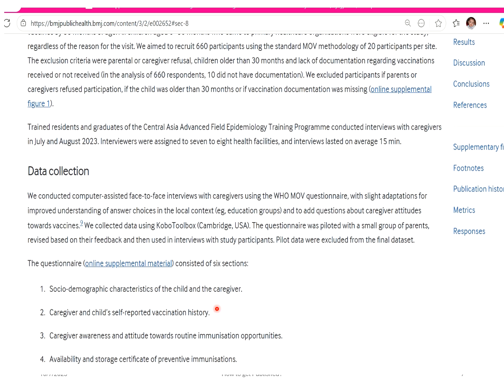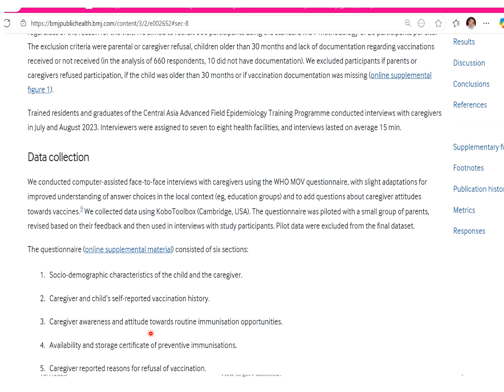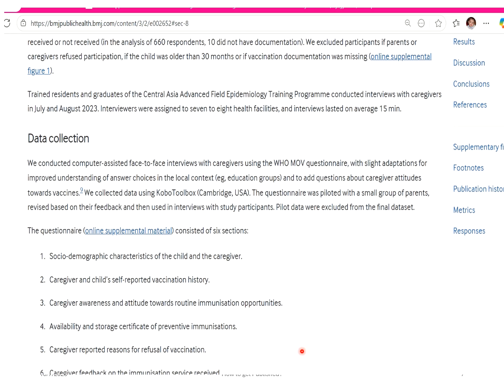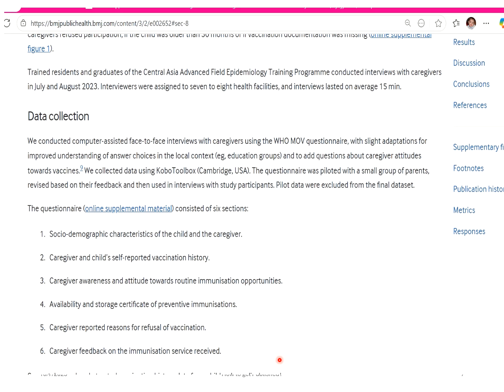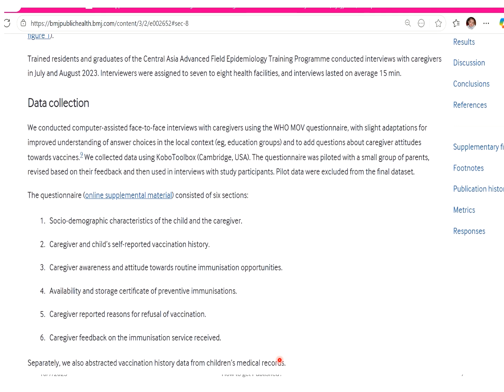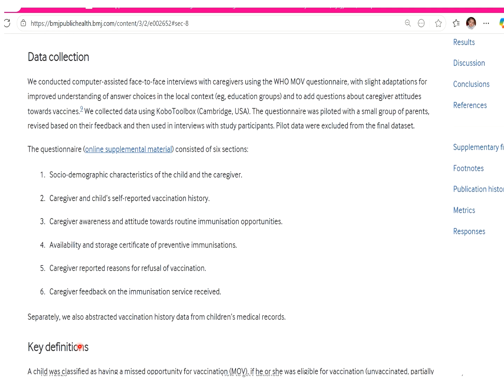Here you can see socio-demographic, caregiver and child self-reported vaccine history, caregiver awareness and attitude. Questions are not given here, but only the areas or main themes, or you can say the categories of questions, are mentioned over here. Caregiver-reported reasons, caregiver feedback.